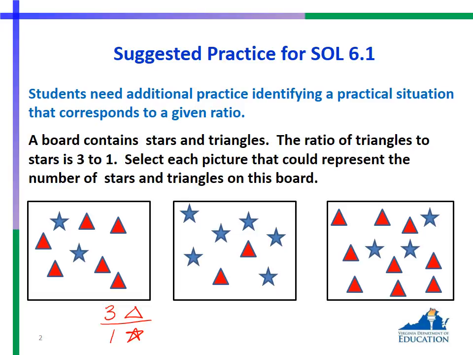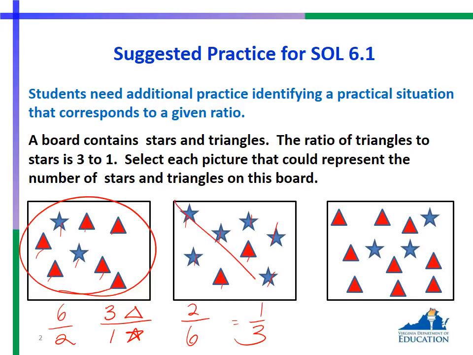And so for our first set here, let's count the triangles. 1, 2, 3, 4, 5, 6. I have 6 over 2 stars. If I simplify, that simplifies to 3/1. So I can go ahead and circle that one. Let's go ahead and figure out triangles again. I have 2 triangles, and I have 1, 2, 3, 4, 5, 6 stars. That simplifies to 1/3, so that's no good because when we simplify, our fraction needs to be 3/1.